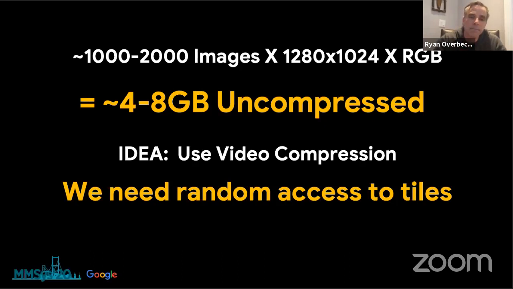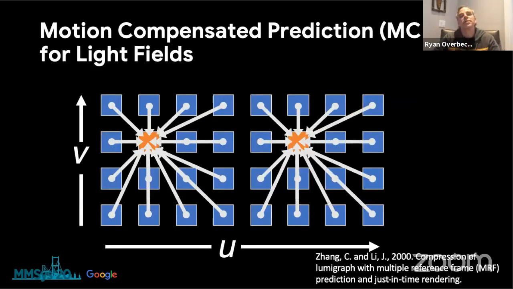So instead, we used an approach that was published by Zhang and Li back in 2000, where we pick a sparse subset of the images to be the references used for MCP by all the other images in the light field. And this now works because we can pre-decode all the reference images at load time and keep them in memory, and then we can decode a tile from any other image instantly.